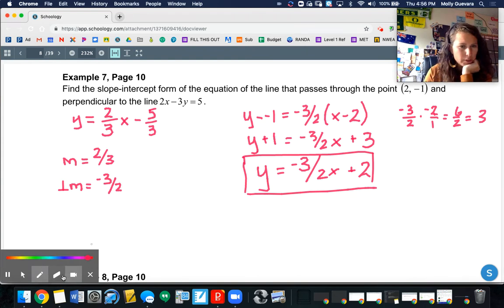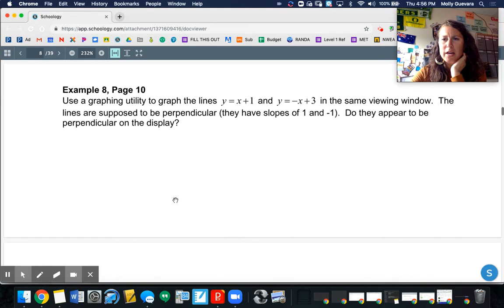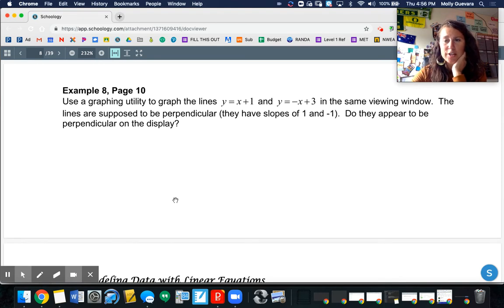So I'm going to go ahead and clear this and scroll down. For example 8, what I want you to do is, with your graphing calculator, graph y equals x plus 1 and y equals negative x plus 3. You should have learned how to do that in Pre-Calc or Algebra 2, but I'll go through the steps in a second. Graph both of those in the same window, and then hit play when you're ready.